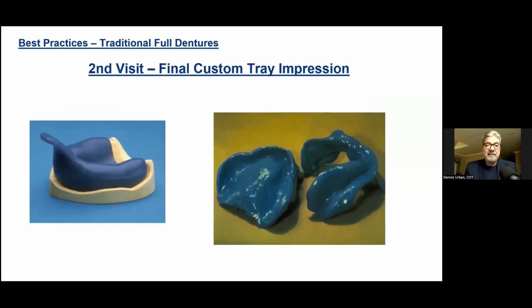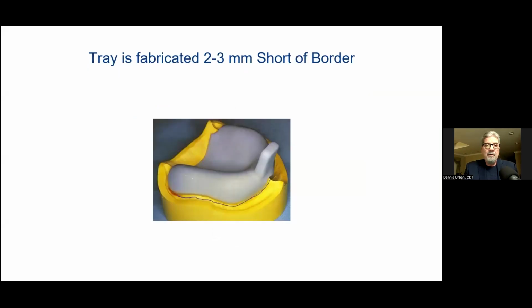On that second visit, we send the final custom tray for the impression. We manufacture the tray about 2 to 3 millimeters short of the border. And why are we doing this? Because we want a border mold. We want the doctor to border mold the case. This is important in digital dentures also. When we get to digital dentures, we'll talk a little bit about border molding also.